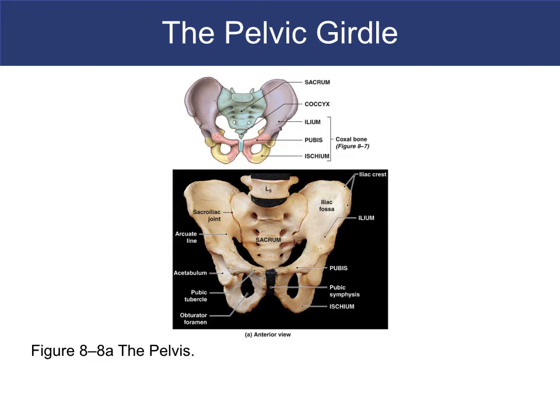The joint out here is called the acetabulum. This is the acetabulum right here. It's the hip joint where the femur is going to fit into there. This is called the pubic tubercle right here. This hole here is called the obturator foramen. Some big blood vessels are going to go in, nerves are going to go out through the obturator foramen and go down your leg.